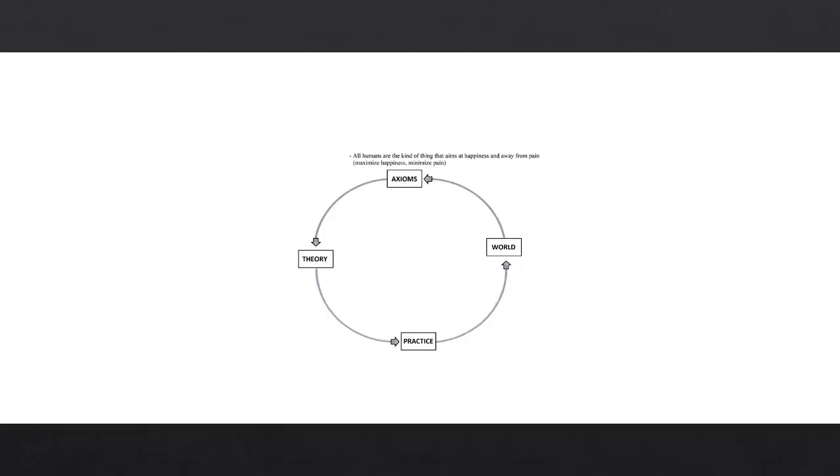So we have an axiom of human nature. All humans are the kind of thing that aims at happiness and away from pain. That is, maximize happiness and minimize pain. Now, Mill doesn't stop to give us his other axioms, like the axiom of the nature of the universe, but we can derive it quite simply from everything else he says.